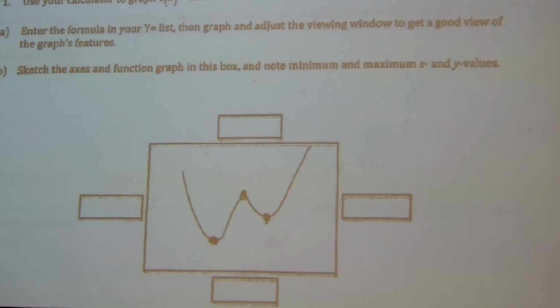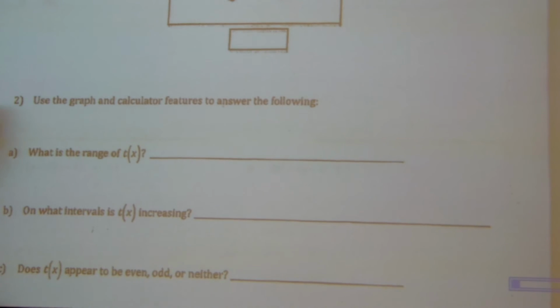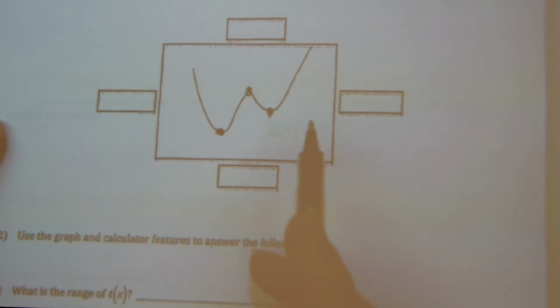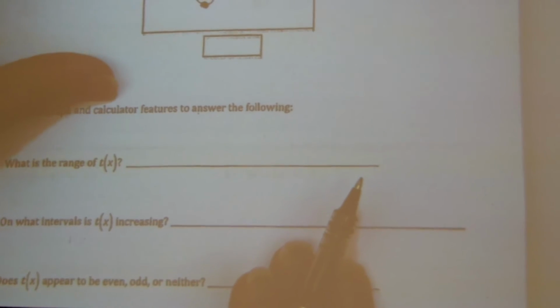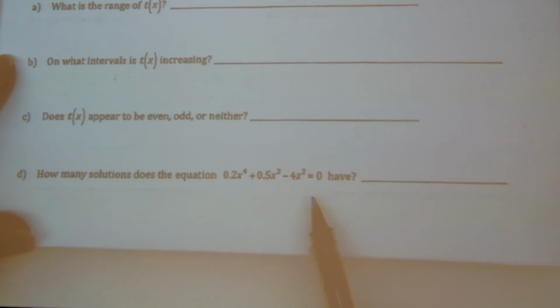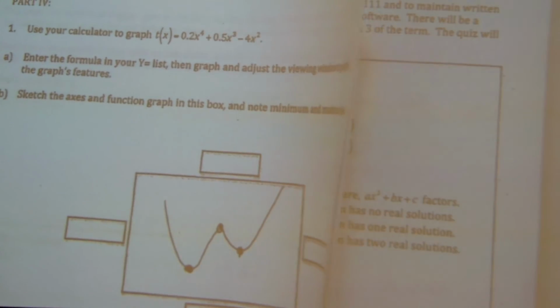And this is going to allow you to answer all of these questions down here. What's the range of t of x? On what intervals is it increasing? See how having these max and min points will allow you to say where it's increasing or decreasing. Does it appear to be even, odd, or neither by symmetry? And how many solutions does this equation have? Of course, this is a question about how many zeros or x-intercepts your graph will have. And then you'll go on to the last part.